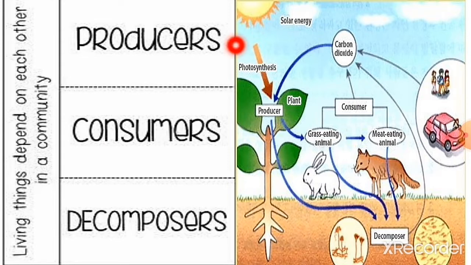One is producers. Then consumers. Next, decomposers. Let me see one by one.